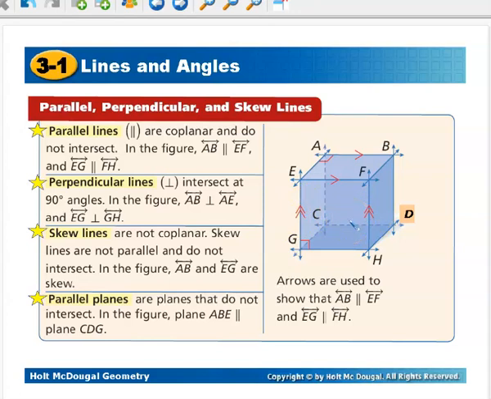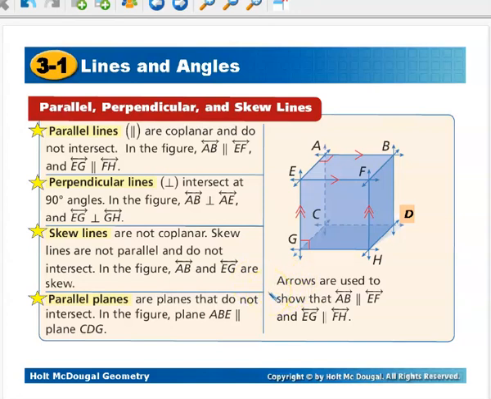If we look at perpendicular lines, an example of that here is going to be EG and GH. If you look at those lines, you'll see where they come together. We've actually made a note here with this red square, which signifies that we have a 90-degree angle. And that's one of the criteria for perpendicular lines.